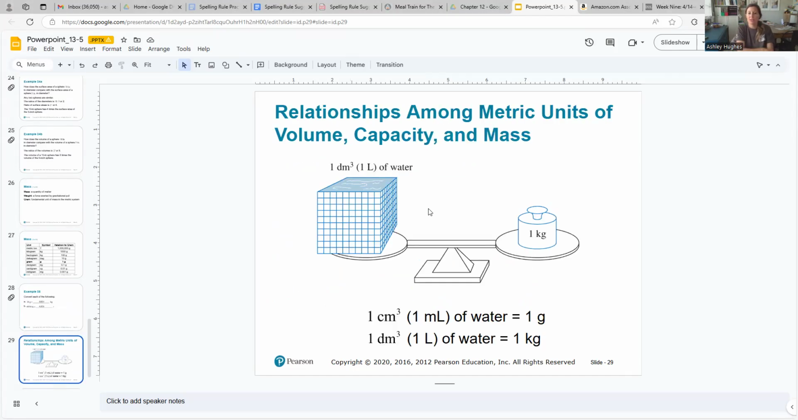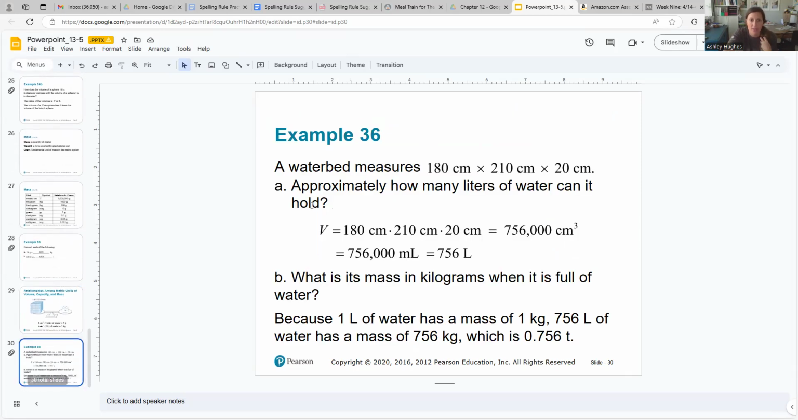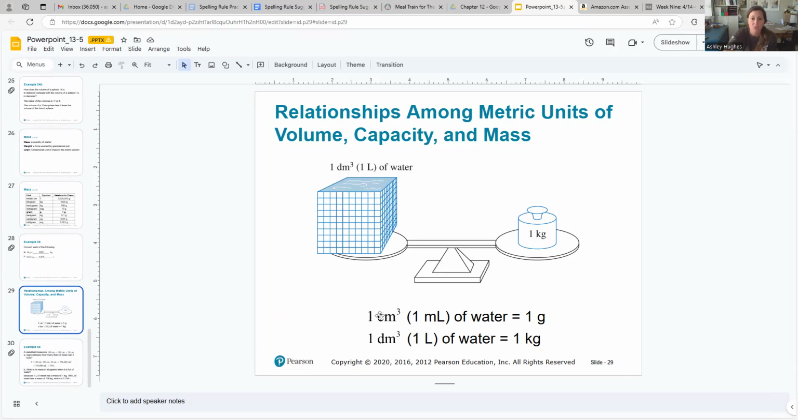1 centimeter cubed, or 1 milliliter of water, is equal to 1 gram. 1 decimeter cubed, or 1 liter of water, is equal to 1 kilogram. So this is just a relationship between weight and volume of liquid. These things are equivalent to one another. So a tank that measures this amount, how many liters of water can it hold? Well, in order to find the volume, I would multiply length and width times height. And then we know, because it just told us, that a centimeter cubed is the same as 1 milliliter of water.